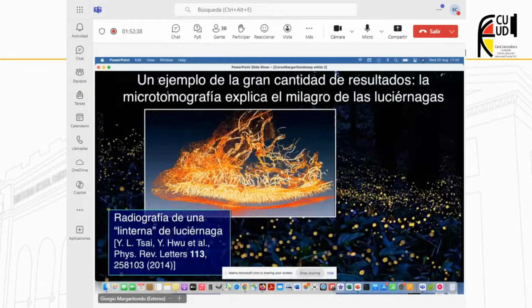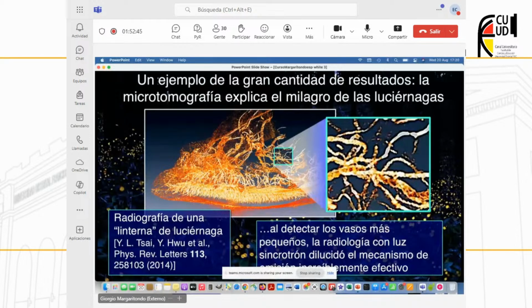Now, if you zoom, you see that with synchrotron radiation, we can indeed get a complete picture, including the smallest tubes. And this is allowing us to start making reliable quantitative assessments and making some steps ahead in trying to understand this fantastic mechanism. And perhaps, who knows, start to use a similar kind of mechanism for practical applications. So that's one example. Let me go to another one.